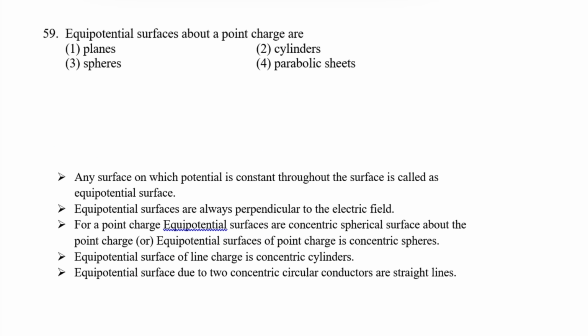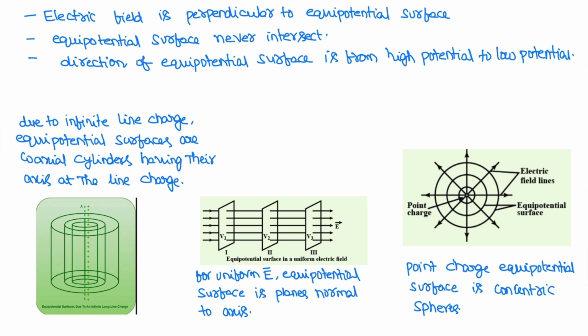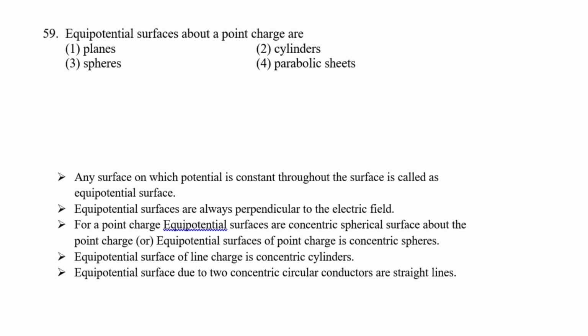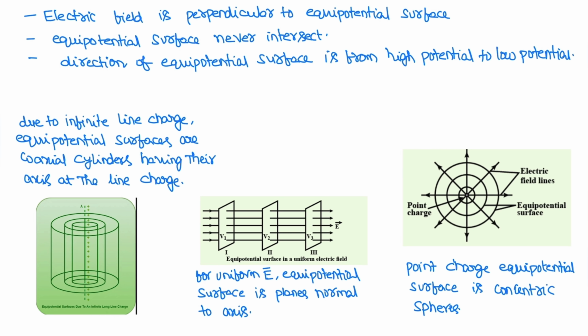Question 59. Equipotential surface for a point charge. So let us see some important points related to equipotential surfaces. An equipotential surface is any surface on which potential is constant throughout the surface. It is called an equipotential surface. So the equipotential surface for a point charge is concentric spheres.